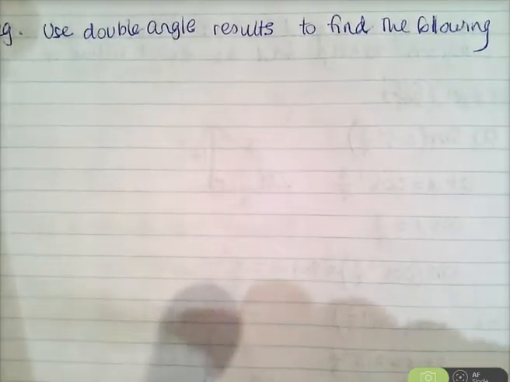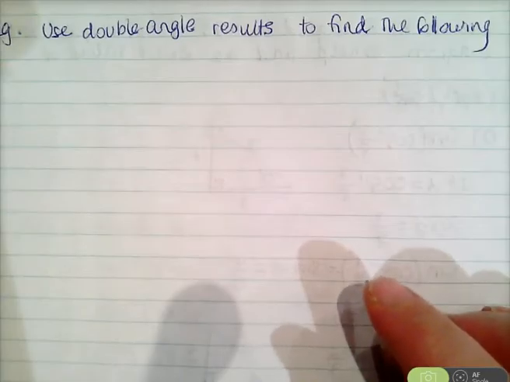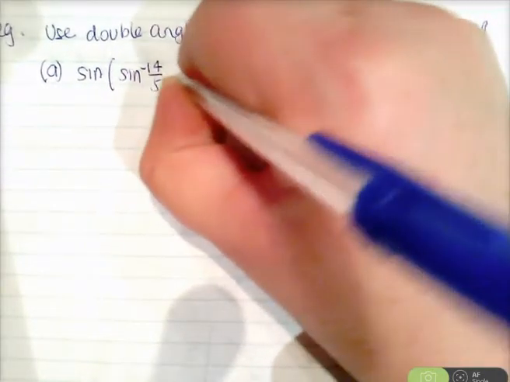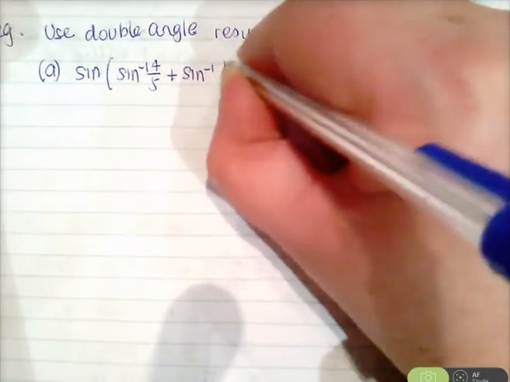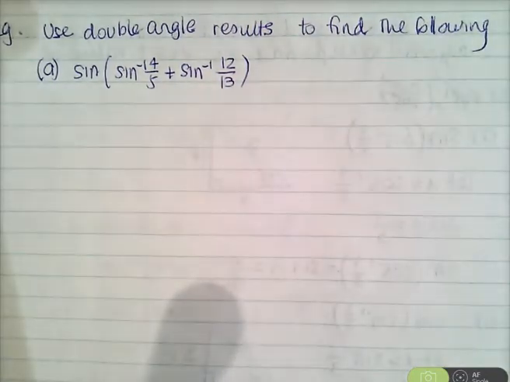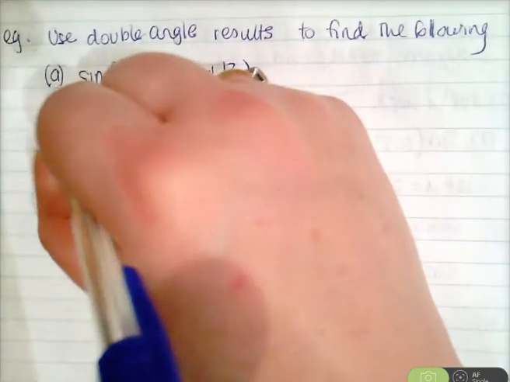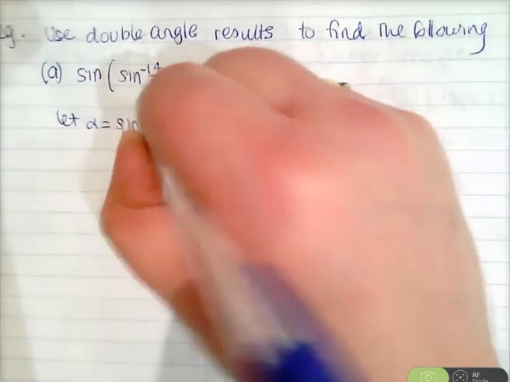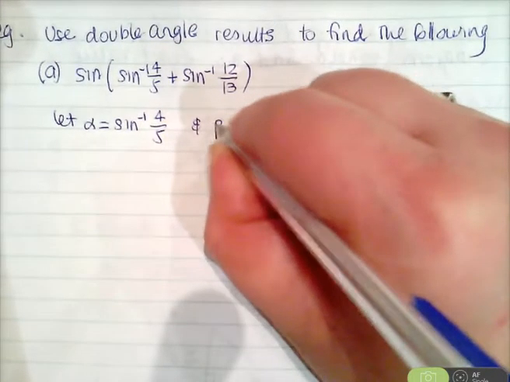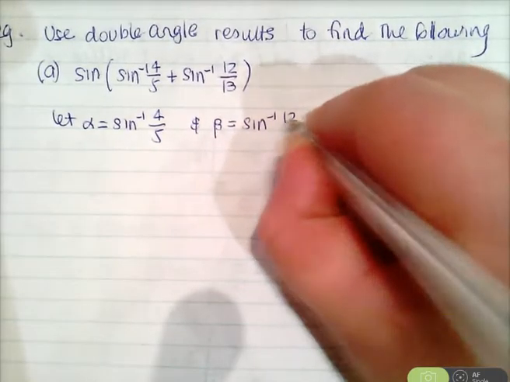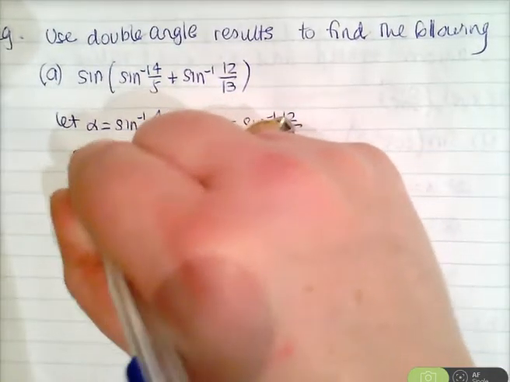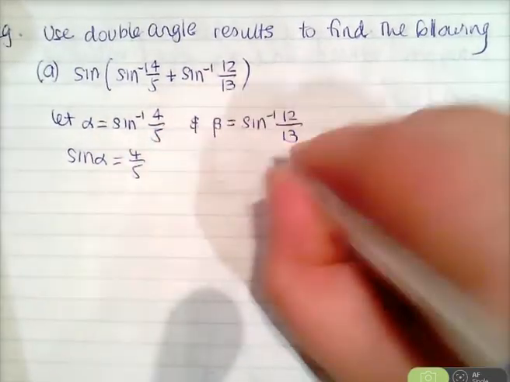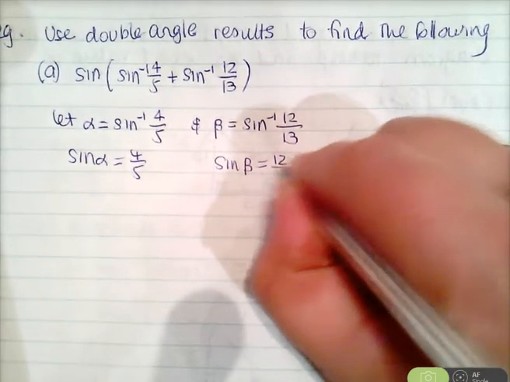In this example, we're going to be using double angle results and the identities that we used in the previous question to find the exact value of the following. So we've got the sine of sine to the -1 of 4/5 plus sine to the -1 of 12/13. So what we're going to do here is we're going to let alpha equal sine to the -1 of 4/5, and we're going to let beta equal sine to the -1 of 12/13. Therefore, sine of alpha is 4/5, and here sine of beta is 12/13.